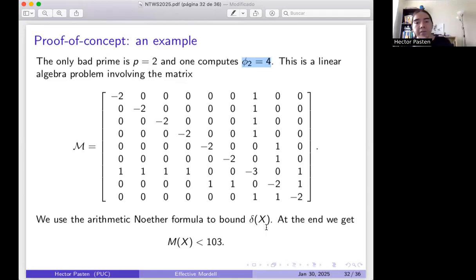Now, what about the delta invariant? We don't compute it, we bound it using the arithmetic Noether formula that will relate the delta invariant to the Faltings height of the Jacobian. And the Faltings height of the Jacobian is something you can approximate very easily using differentials. You integrate differentials and you get the Faltings height of the Jacobian. So at the end, one does the computation, and this capital M turns out to be less than 103.